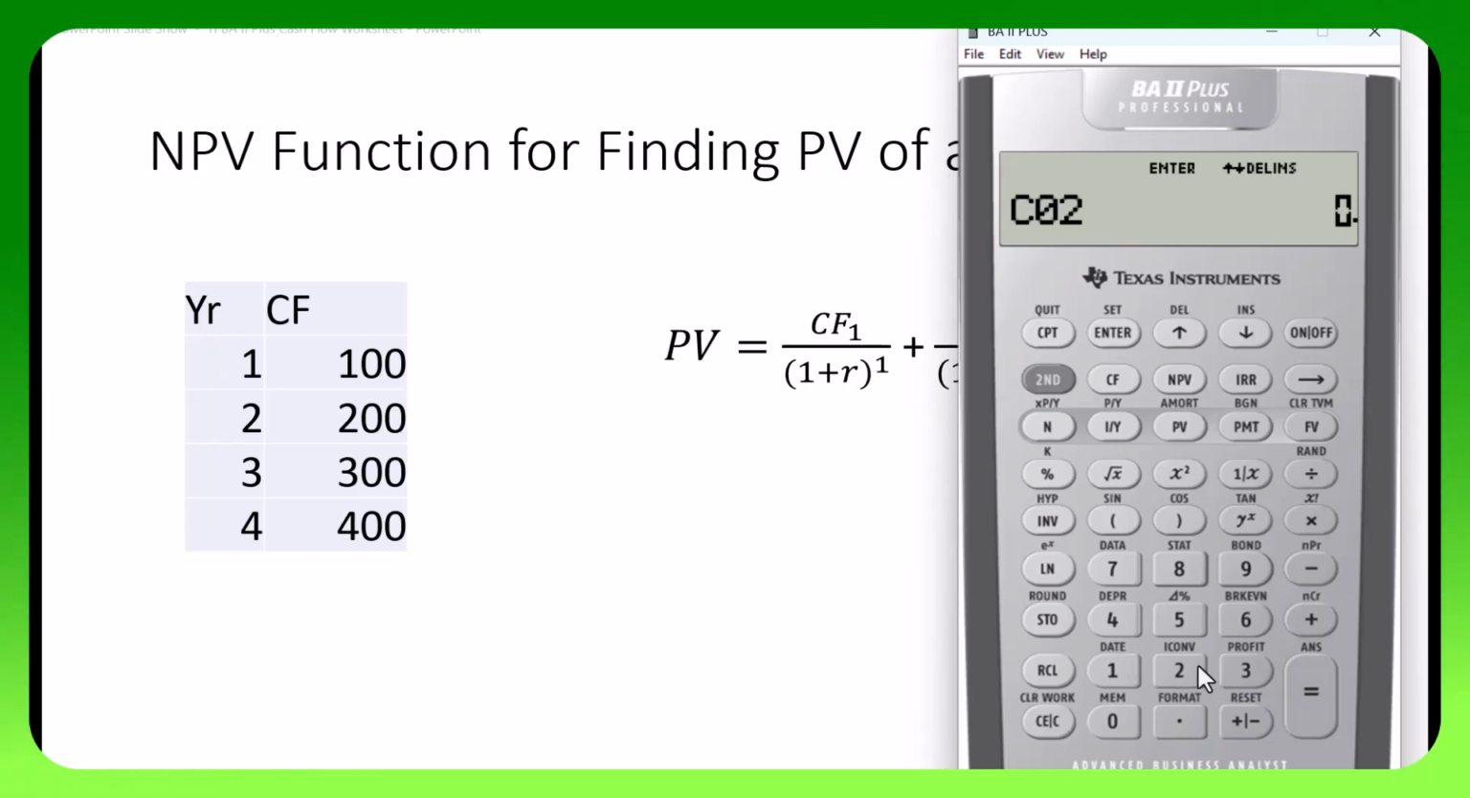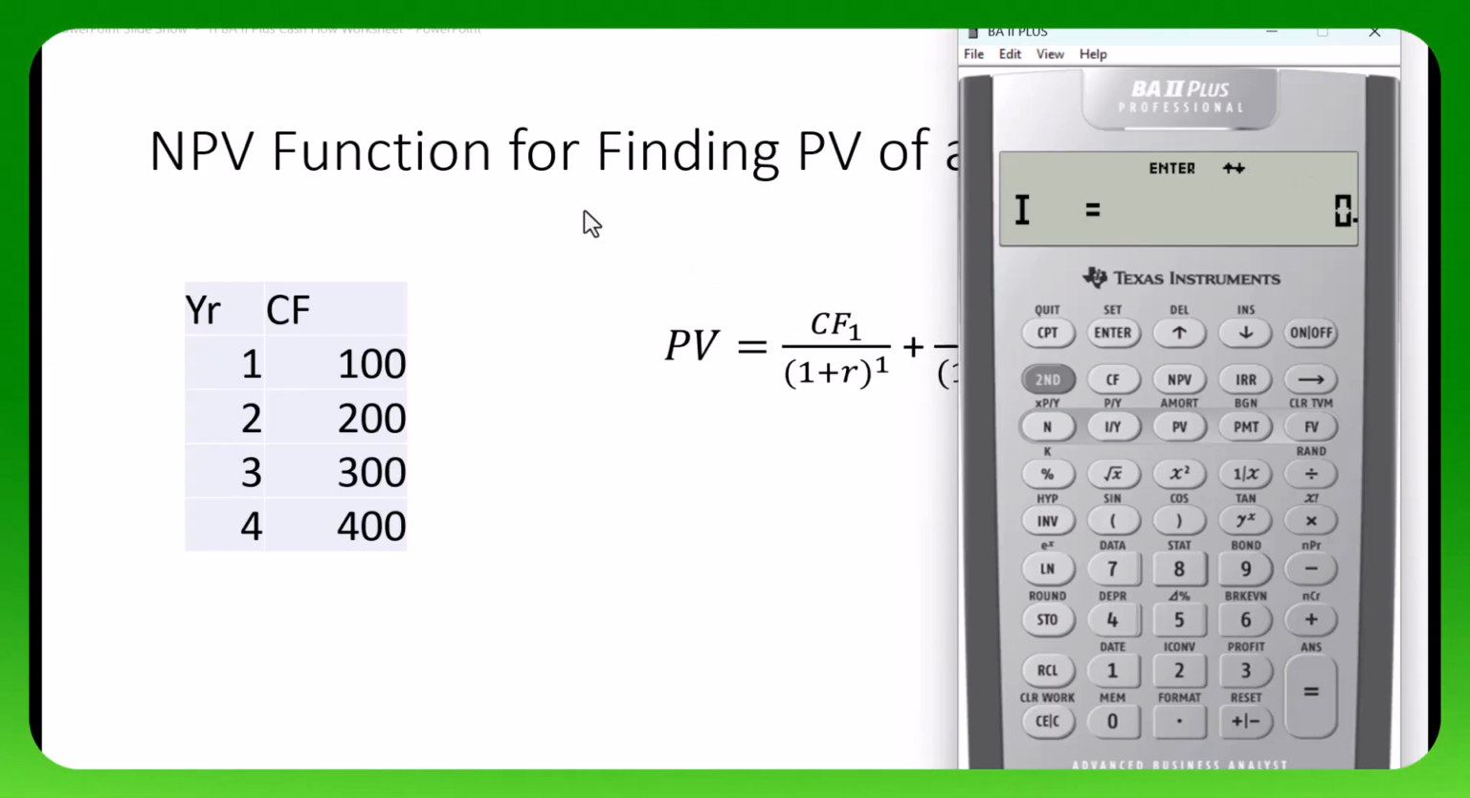Second cash flow is 200. Again, hit enter. Let's go down arrow key. Again, frequency is still 1. Third cash flow is 300. Enter. And the final cash flow is 400. Let's hit enter. Let's go down arrow key. You don't really have to. We hit the NPV key.